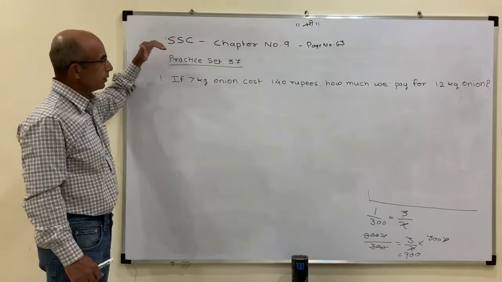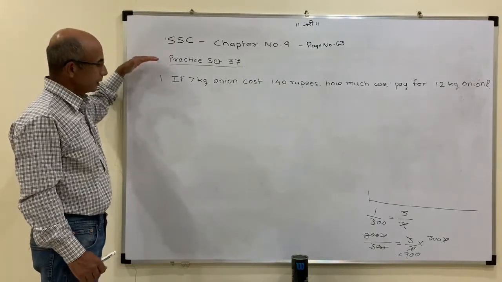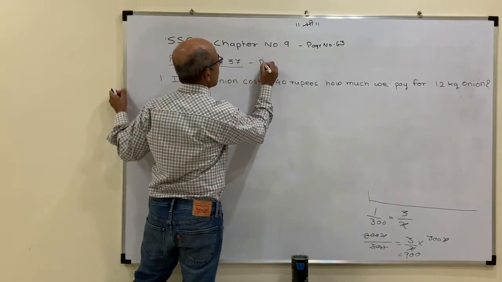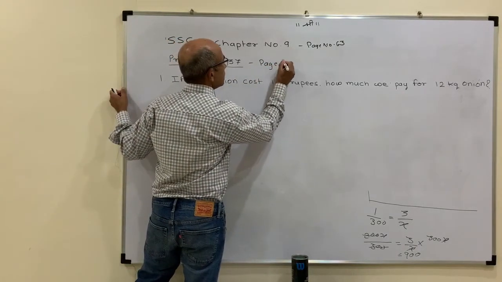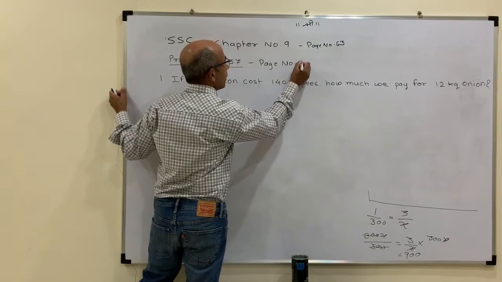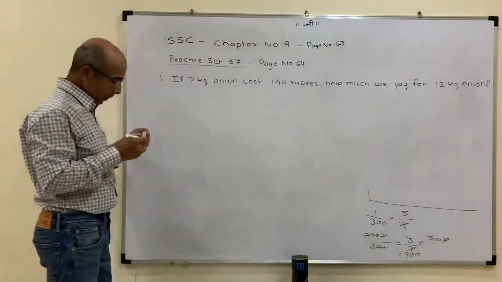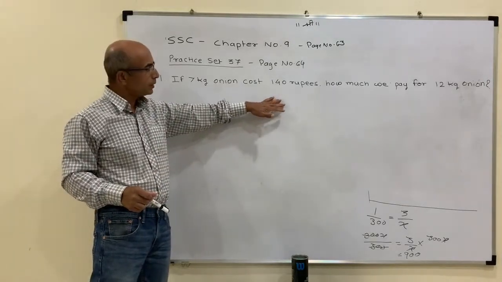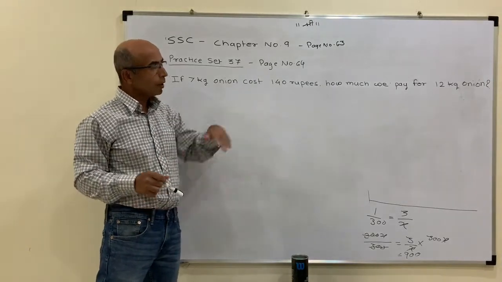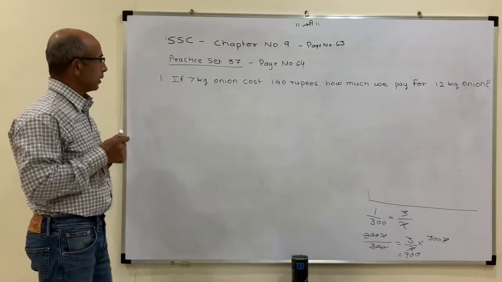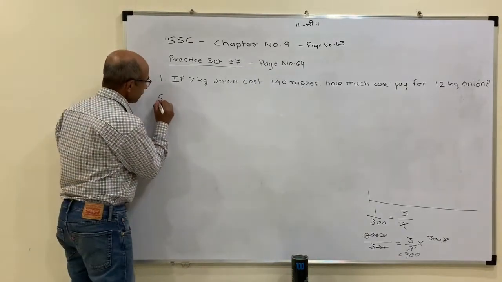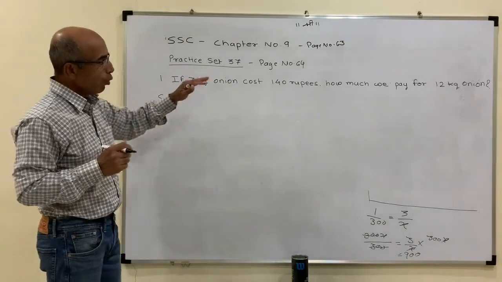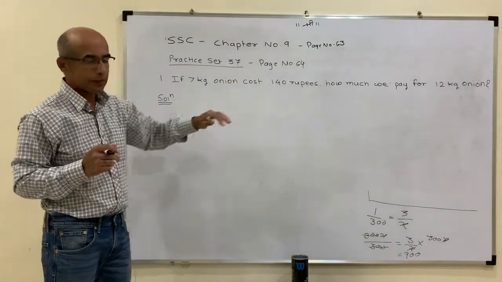Chapter number 9, practice set 37 on page number 64. Page number 64, first question: if 7 kg onion costs 140 rupees, how much do we pay for 12 kg onion? Now again, what is to be found? How much is to be paid for 12 kg?